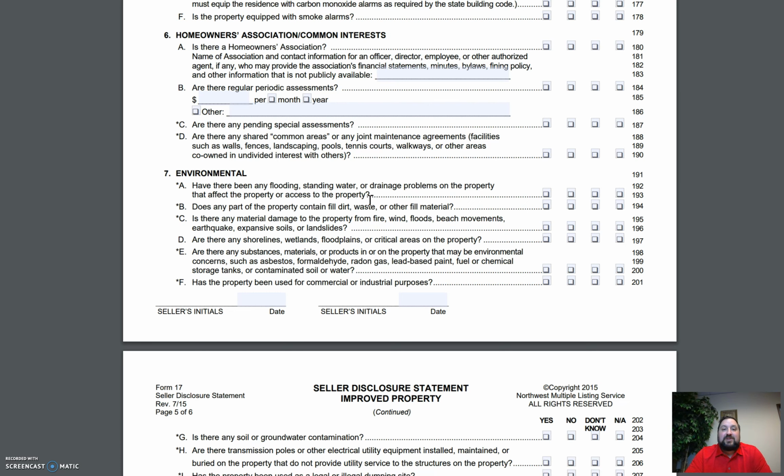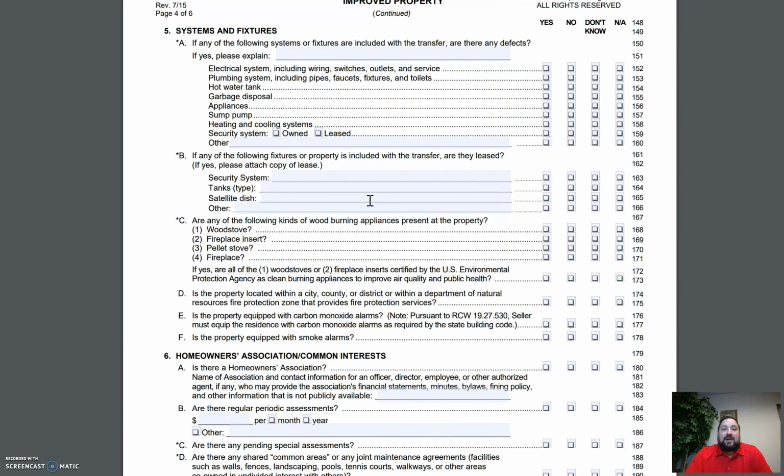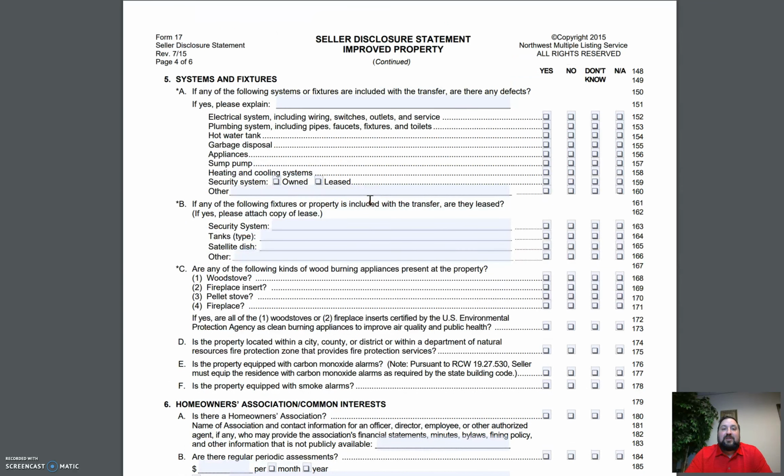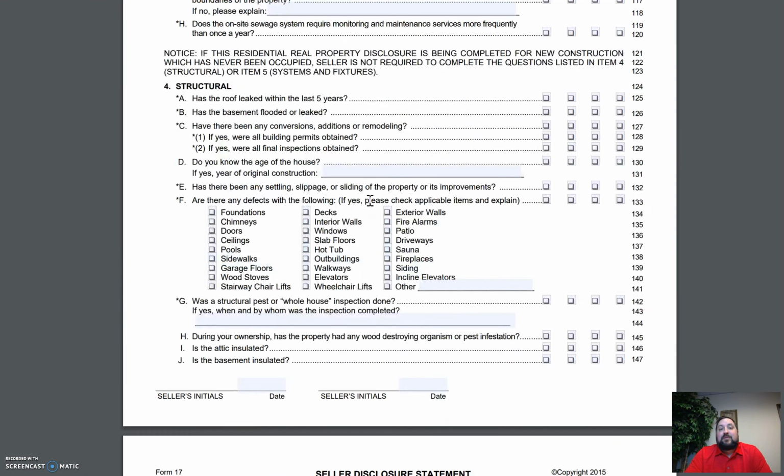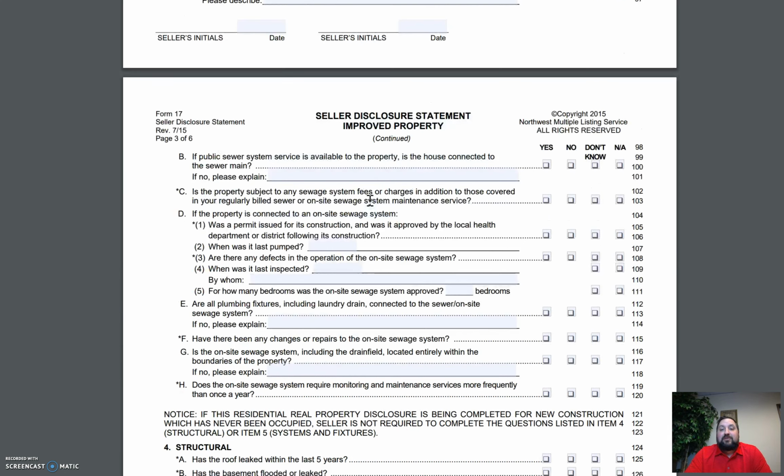From homeowner situation to environmental problems. Whether there's a stove, is there a security system, is anything leased that they might have to take over the lease for, or get a new lease for themselves. Those are things that are all part of the Form 17, the seller's disclosure statement.